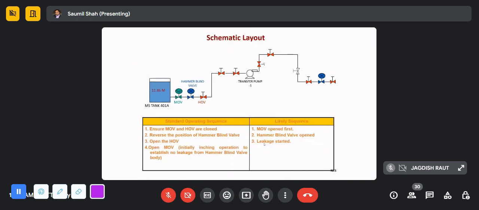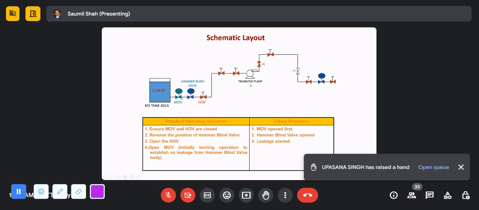We'll see. You can see from this diagram that this is a storage tank, this is the MOV, this is the hammer blind valve, this is the HOV, and this is a transfer pump. Whenever you have to transfer this petrol by pump from the tank to the pipeline, this is a blinded valve, so you have to remove this blind and then transfer. So what is the standard operating procedure? First, you have to remove this blind, right? Then you have to operate this hand valve, and then you have to operate this MOV. This is the standard operating procedure, right?